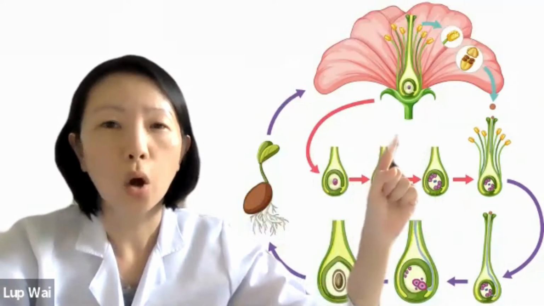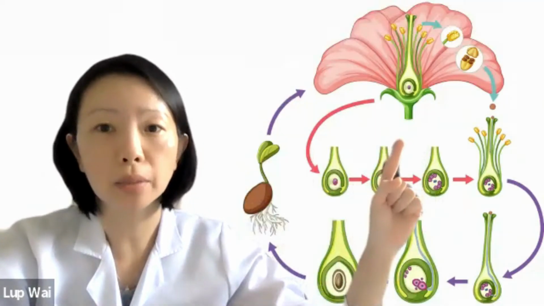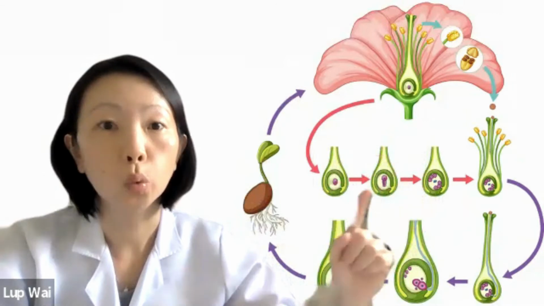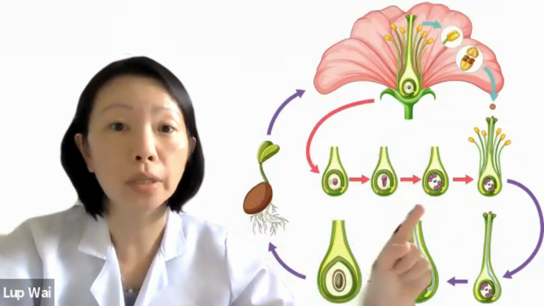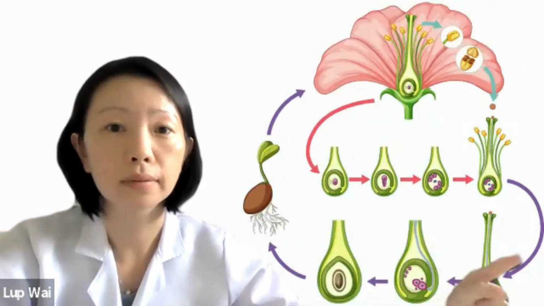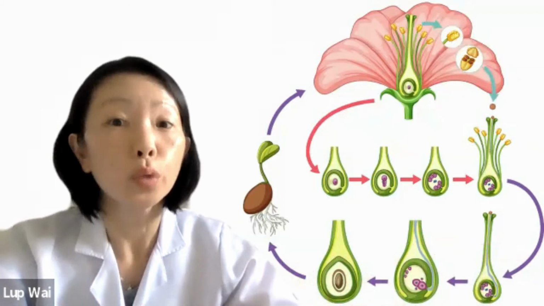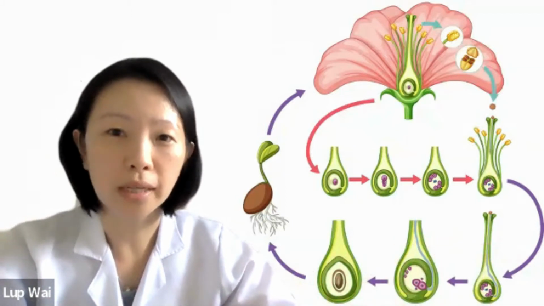As you can see from here, once an ovule has been fertilized by the pollen, it develops into a seed. Can you see where I'm pointing? Look at the cycle, which will then develop into a fruit to protect the seed.